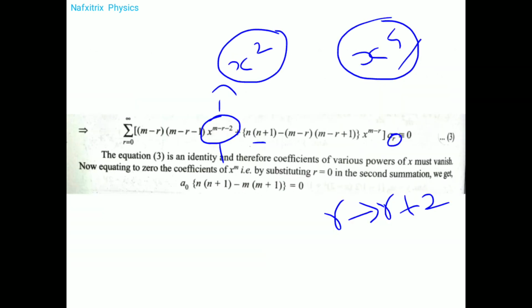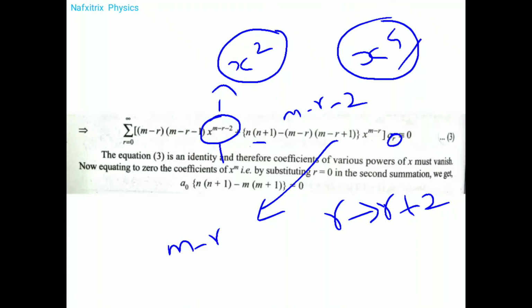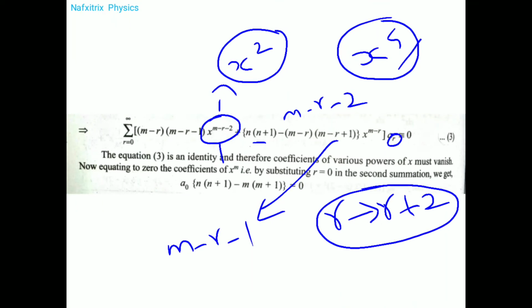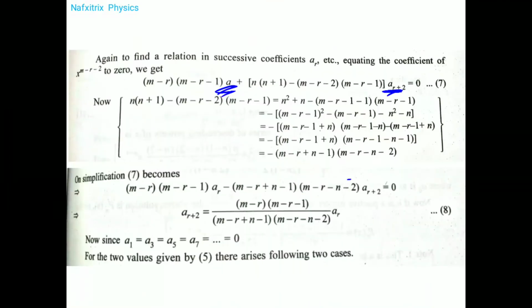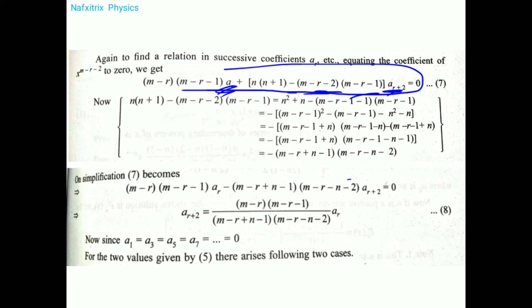And here also, n into n plus 1 minus m minus r minus 2. In the place of r we need to substitute r plus 2, and from here what we will get is m minus r minus 2 plus 1, which is minus 1. So just what we need to do is replace r with r plus 2. Here also, if we replace x power m minus r, we get x power m minus r minus 2, which is what we wanted. So we will get m minus r minus 2, m minus r minus 1. So finally we would have this equation, and we just need to simplify this.